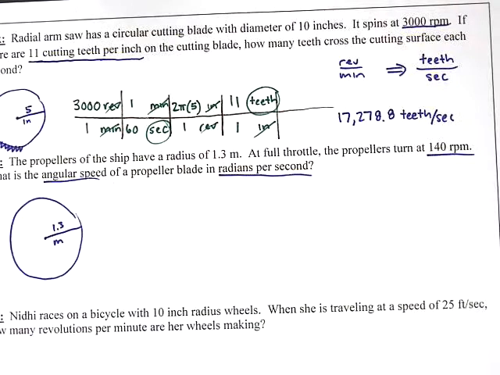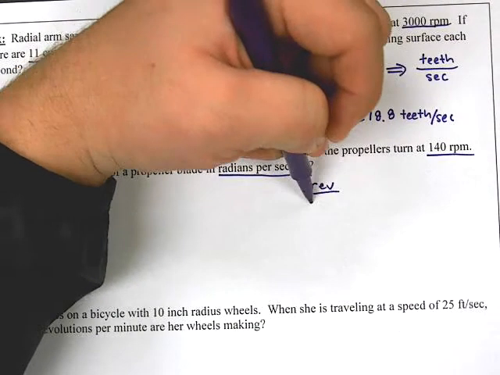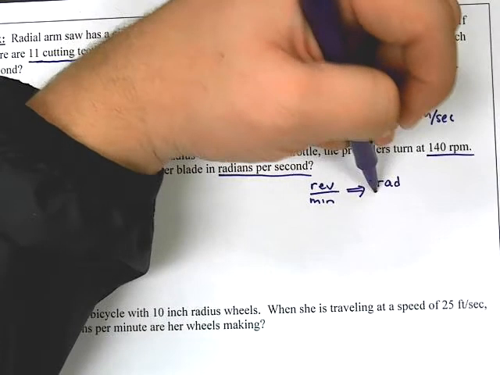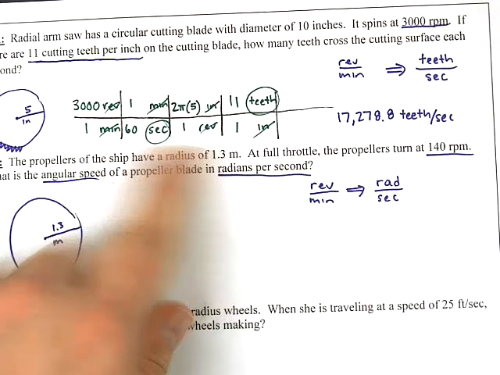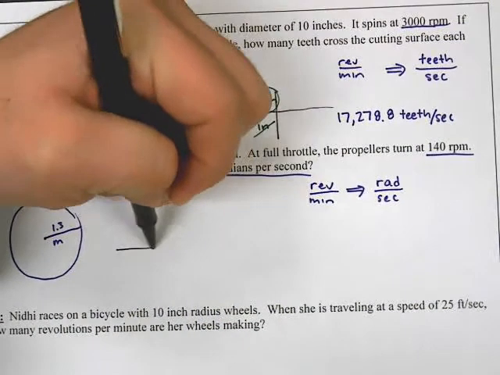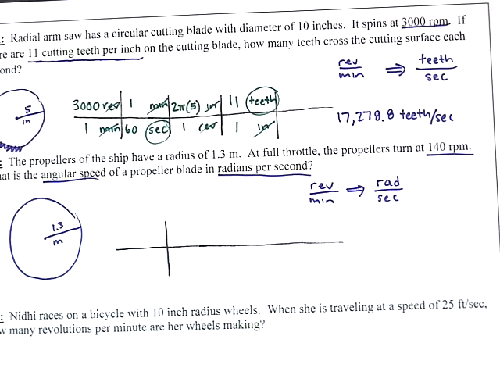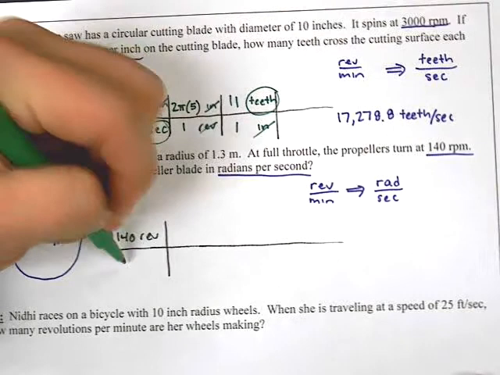Again, a lot of the time I'll write this just so I know where I'm trying to get to. I have revs per minute, and I'm trying to get rad per second. Again, why do I do this? Because it should help me start to make my table, and lead me down the right path in my table. So I'm going to create my first section, and I know that I'm starting at 140 revs per minute.